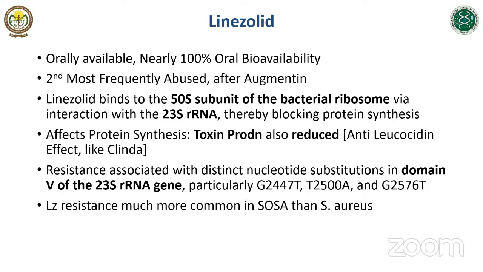Like I said, because the PVL toxin is also a protein, linezolid has a good action in reducing the toxin production, just like clindamycin. The resistance is associated with distinct nucleotide substitutions. Usually these are point mutations like G2447T, which means the guanine at position 2447 is replaced by thymine. Another very common mutation is G2576T.